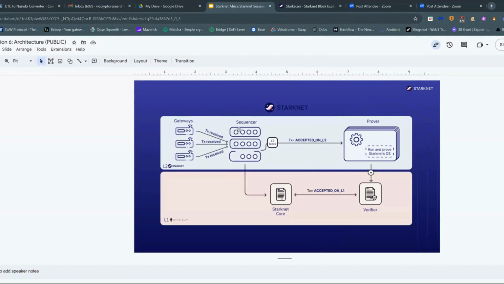You can see transaction received, and then you can see the sequencer. Then the sequencer is able to validate and execute the transactions and create blocks, which are then sent to the prover, and the prover is able to generate zero-knowledge proofs of the computation. The proofs are then verified on the verifier, and then they are sent to Ethereum mainnet. Let's see this on Starkscan.